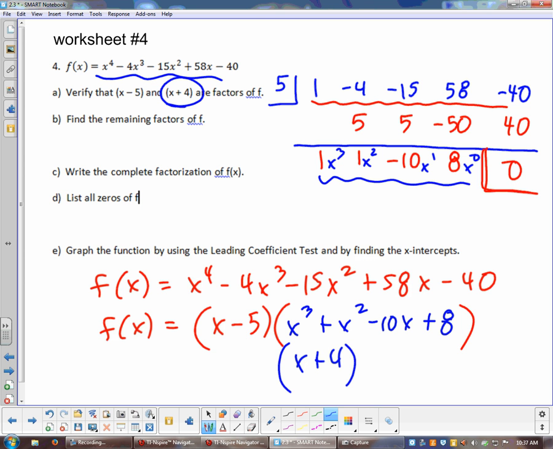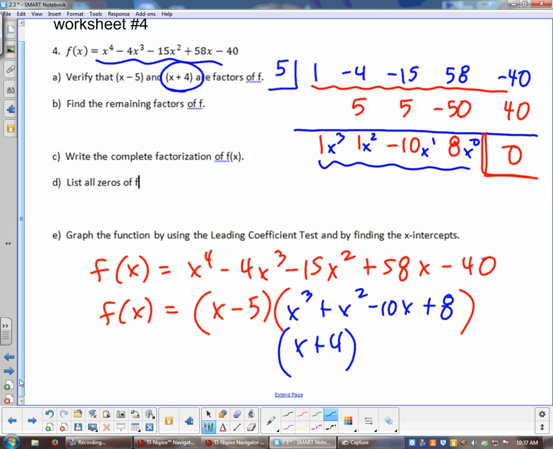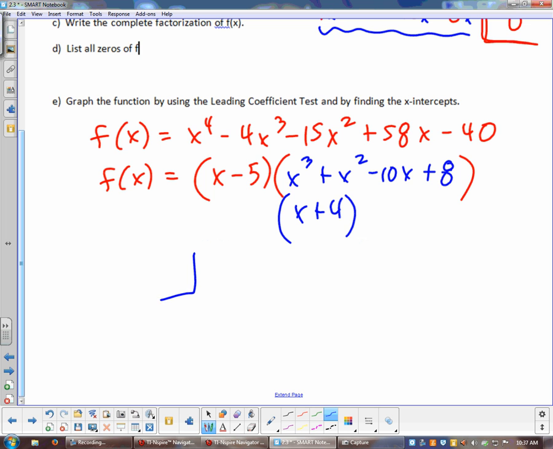That way we can break it down even further and get the next factor, which we would not have been able to do if we just went back to the original. So you're going to put, what are we putting, -4 in the box, and these coefficients, 1, 1, -10, and 8, and do synthetic division with that. Does that work?